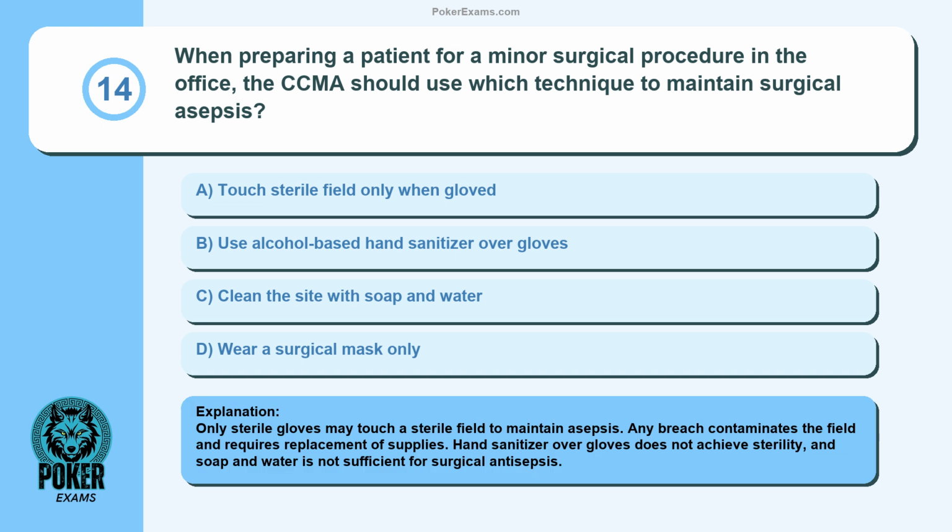Only sterile gloves may touch a sterile field to maintain asepsis. Any breach contaminates the field and requires replacement of supplies. Hand sanitizer over gloves does not achieve sterility, and soap and water is not sufficient for surgical antisepsis.